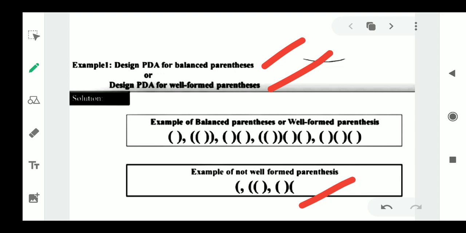These are the examples for not well-formed parentheses. See here, we have an open parenthesis but no closed parenthesis. That's why this is called not well-formed. See here, an open parenthesis is there, and immediately we have a closed parenthesis. Otherwise, we can take it like this: two open parentheses means we must close them with two closed parentheses. Like that we should have. So they are called well-formed parentheses, and these are called not well-formed parentheses.